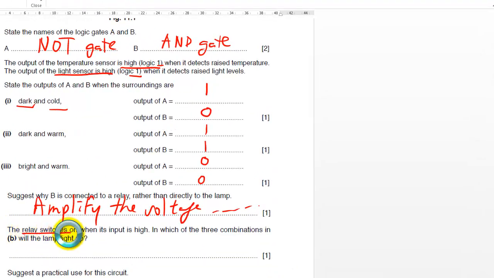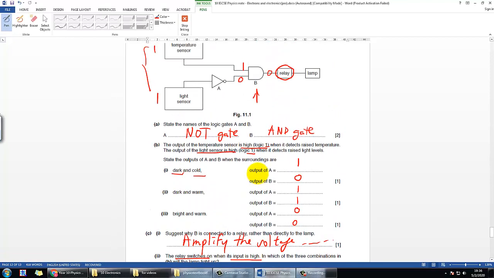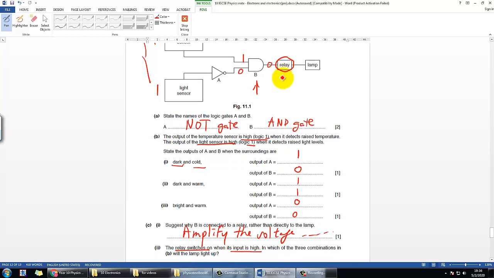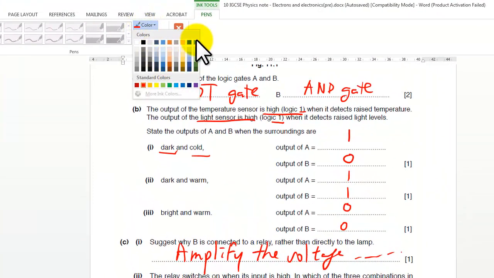Part 2, the relay switches on when the input is high. Okay, which of the three combinations would be switching on the lamp? So it's when B is 0. So apparently we have the second one. As you can see, this is 0, so let me change the color. So it's not going to work.